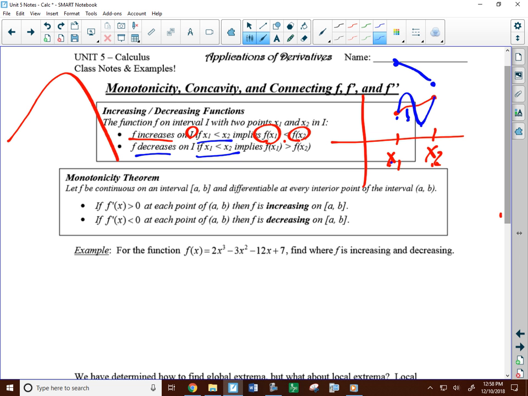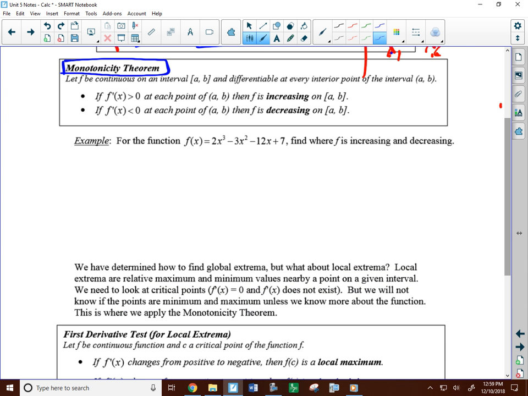Which leads us to the monotonicity theorem. This is an important one. Okay, how do we know, based with calculus, that a function is increasing? And how do we know that it is decreasing? Well, we look at something that sounds pretty common here, the derivative. We look at the derivative for everything.